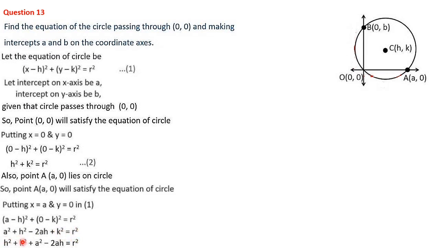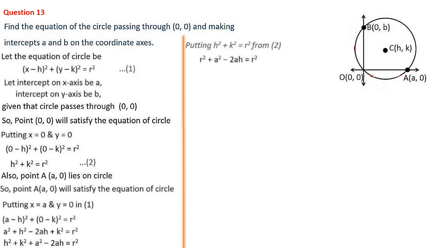Why we have done this is that h square plus k square is r square. So that term comes as r square. The remaining terms, a square minus 2ah, are equal to r square. Then a square minus 2ah is equal to r square, and we can bring r square to the right side, where it comes as minus r square. In these two terms, a is common. Taking a out, the first term a square leaves a, and the second term leaves 2h, equal to r square minus r square, which is 0.